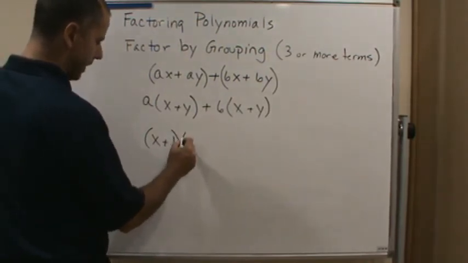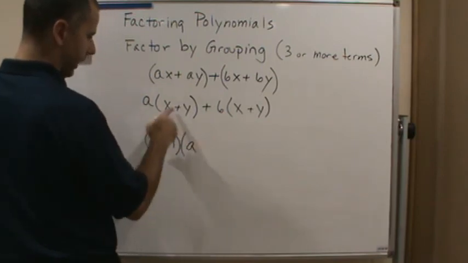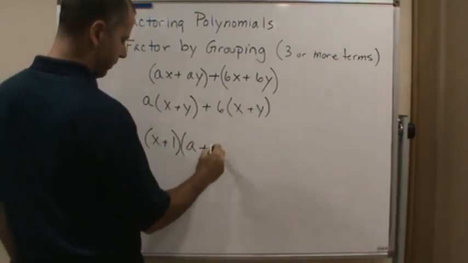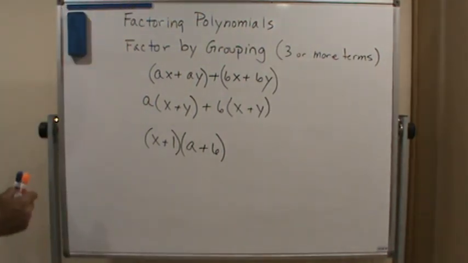And so now, what does that leave behind? It leaves a here, and it leaves 6 here. And I'm done. And that's factor by grouping.